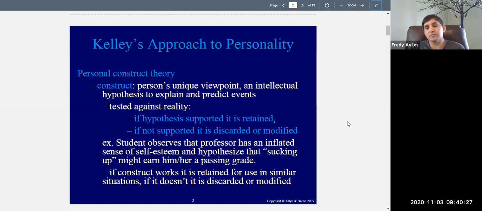What determines your grade? So this doesn't work for me, but it might work for some of your other instructors. So maybe you might have a modified version of this theory, this prediction. It would be a personal construct. That's what Kelley called it.